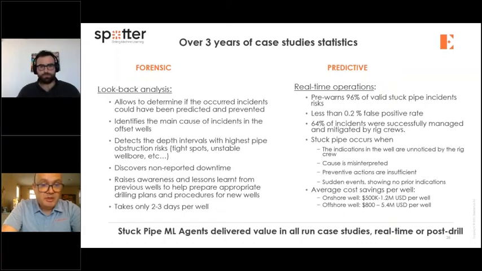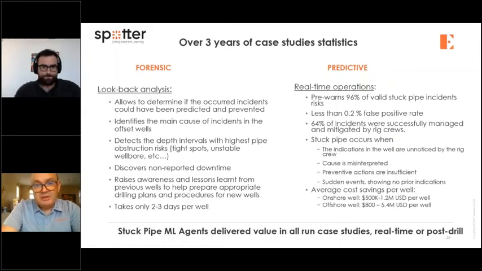So obviously all this raises awareness, and you can use all these lessons learned from the previous wells to prepare much better, more appropriate drilling plans and procedures for your new wells. It's also very fast to do this type of look-back analysis. It only takes 2-3 days per well. So in quite a short period of time, you can take all the wells you drilled before, analyze them, and then use this information to plan your next campaign much better. So that's forensic analysis.